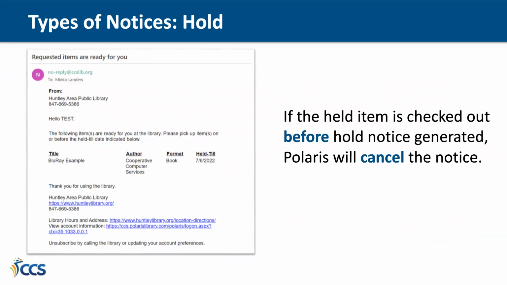So one thing you should know about this hold notice is that it's only going to be sent if the item status is still ready for pickup. So if the patron ends up checking the item out before the notice is generated and posted, Polaris will just delete the notice. Say it's 11 o'clock, you trapped a hold for an email notice patron. If the patron comes before the notice job next runs at noon and checks out the item, they won't get their hold notice.